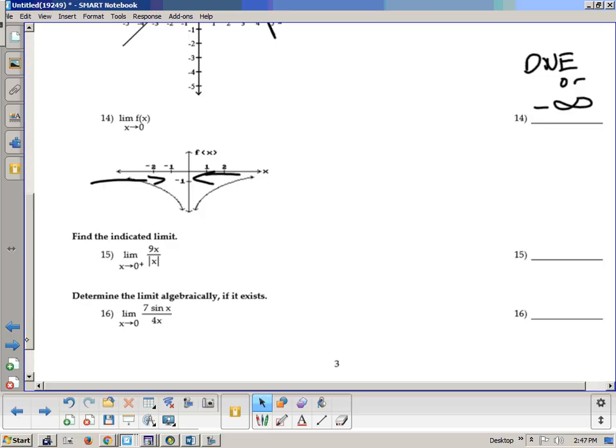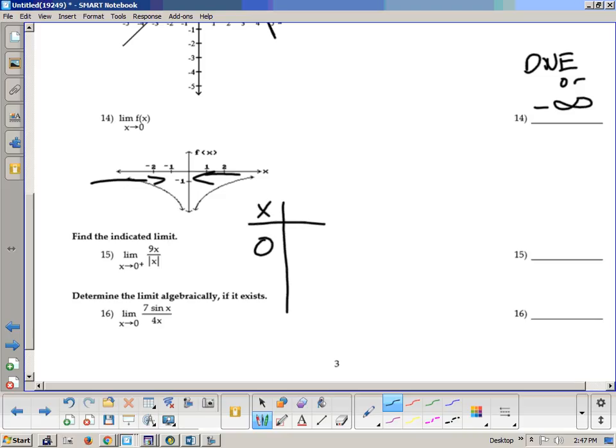Find the indicated limit of number 15. The right-hand side of 0, this is a little bit trickier. If we have 0, the right-hand side of 0 would be 1 and 2. So if I put a 1 and a 2 in here, for 9x over the absolute value of x, this one gets me 9 over 1, which is 9. This one gets me 2 times 9 over 2, which also is 9. So the right-hand side of that limit is 9. Left-hand side will be something different.